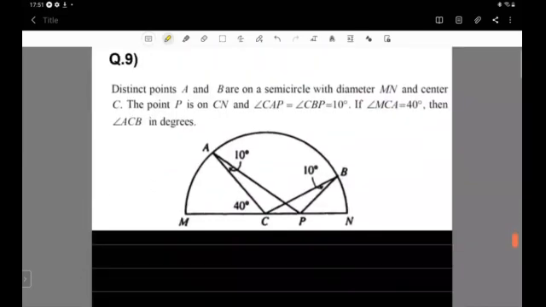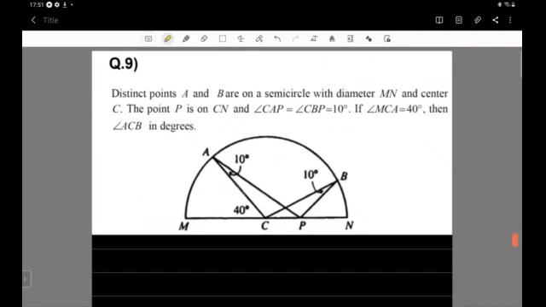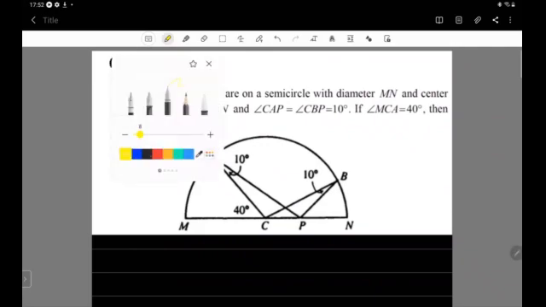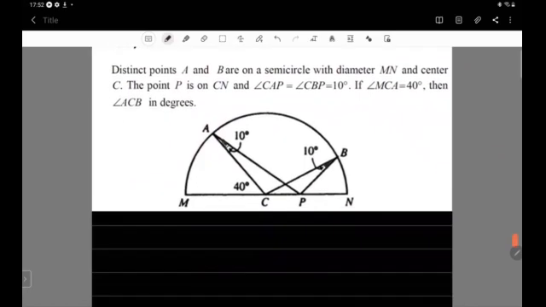Let's move to question number 9. One more geometry problem where we have a semicircle with diameter MN. C is the center. Point P, as shown in the diagram, is on CN, and somehow angle CAP is equal to angle CBP, and both are 10 degrees as it is shown in the diagram. So this angle is 10 degrees, and this angle is also 10 degrees. Where do you see such things? If you look at angle CAP, it is 10 degrees, and also angle CBP is 10 degrees. Where did you see such a property?